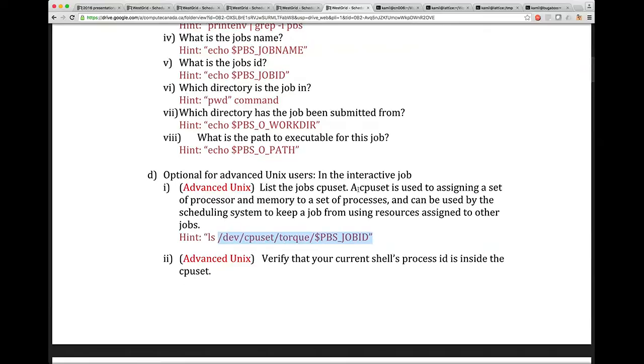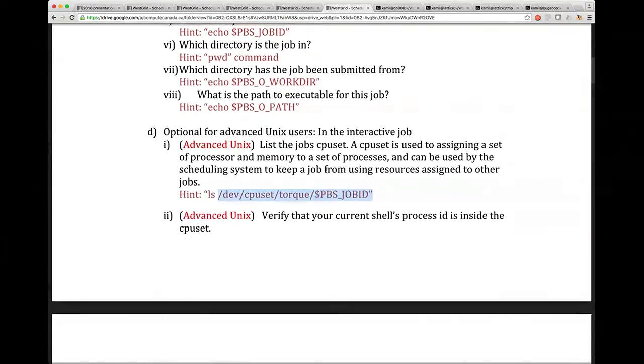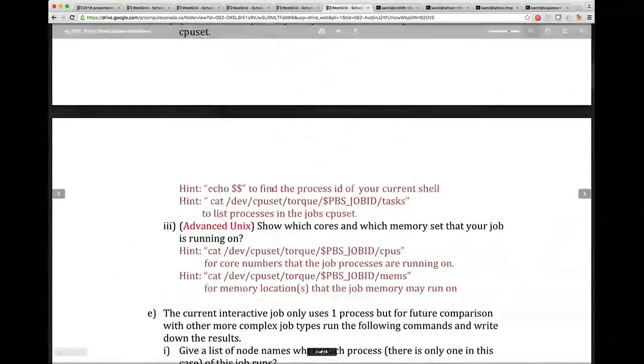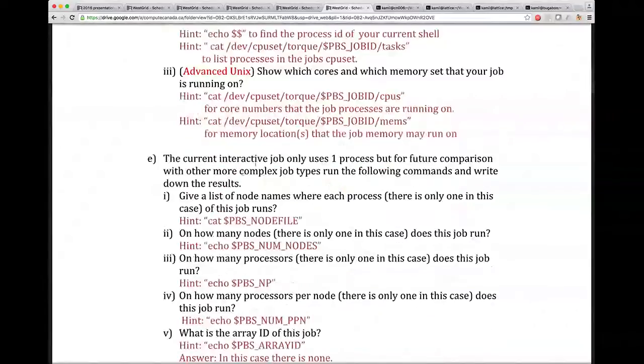So basically, if your job is assigned to run on a couple of processors and it wants to run more, it's not going to be let out. At the same time, other people's jobs will be prevented from stomping on your job. The advanced option here was to look at that. Unfortunately, that's on Jasper, not on Lattice.